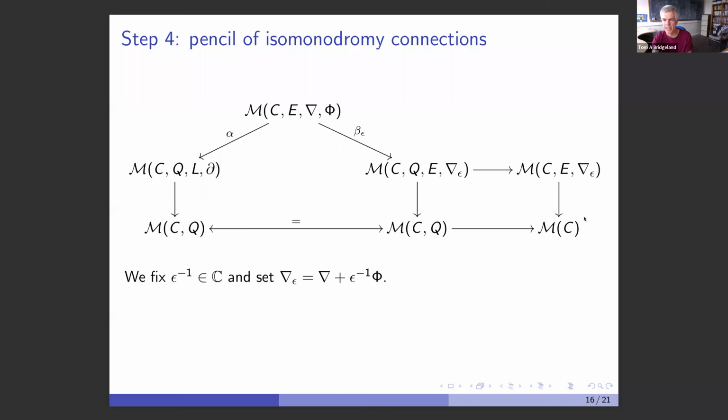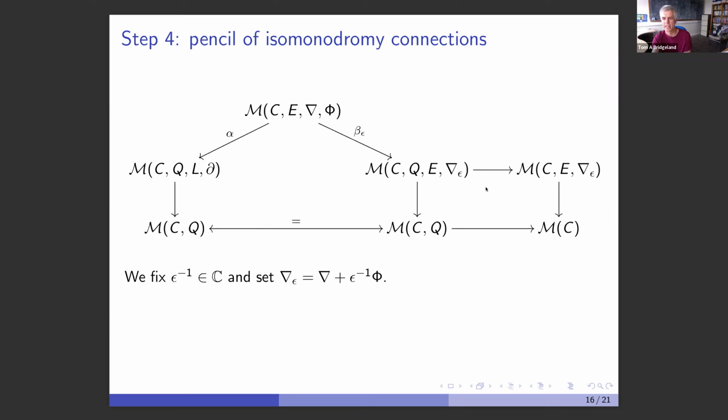Okay, so we're nearly there. And now this last step, we just forget the quadratic differential on top and bottom. So the claim is that this square is going to be a Cartesian square. And so working our way right across this diagram, we were supposed to be making a pencil of nonlinear connections on this bundle here. This stuff doesn't really change very much because this map is birational and this map is generically étale. So it will be enough to construct a pencil of connections on this map.